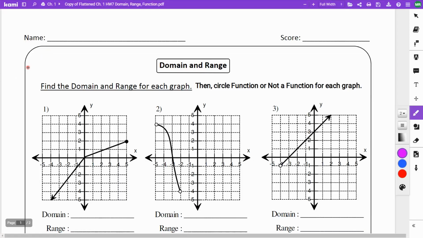So this video is for Integrated One. This is our homework on domain, range, and function.